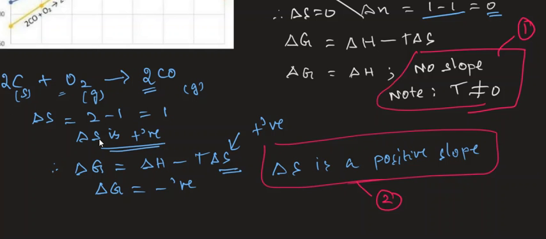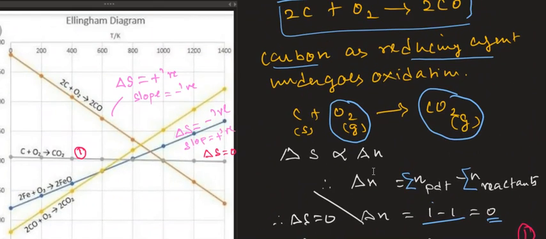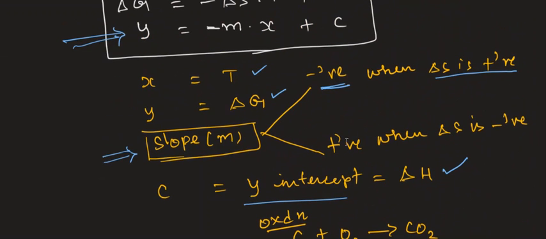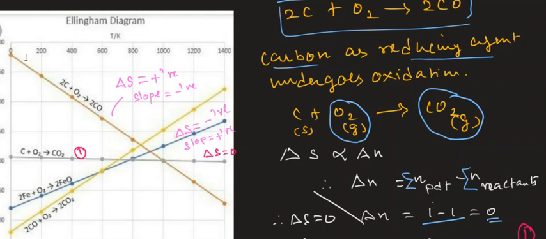As I already mentioned, when delta S is positive, then what about the slope? It should be negative, is it not? So here delta G is equal to delta H minus T delta S, and that is negative. So delta G is negative. And not only that, in this case the slope is negative. So when delta S is positive, the slope is negative. So slope is negative means it comes down like this.